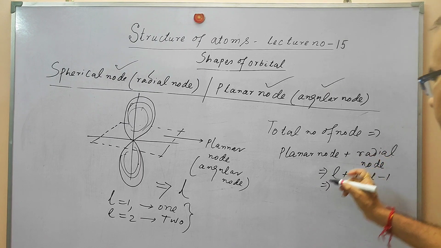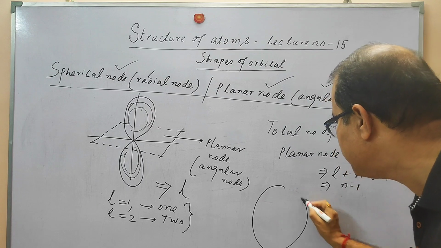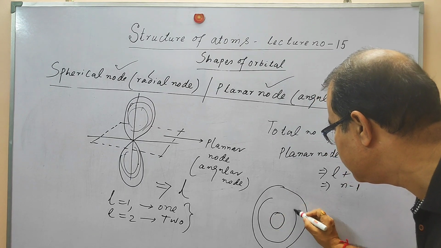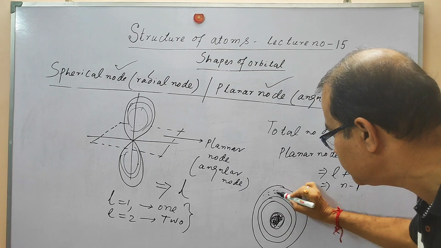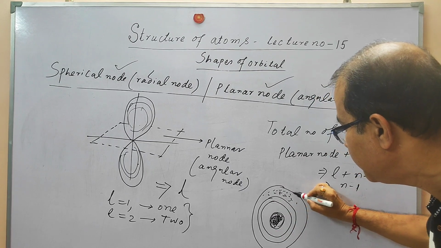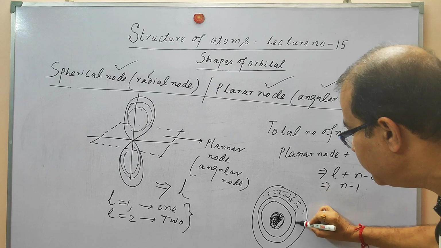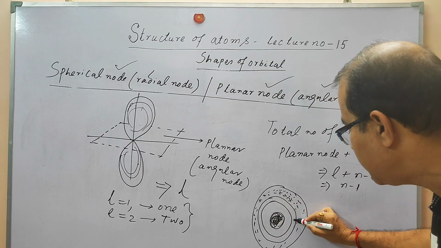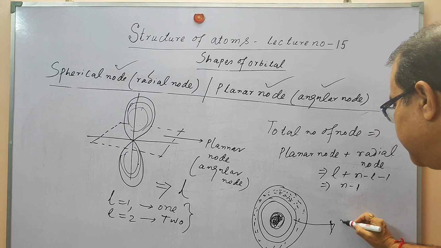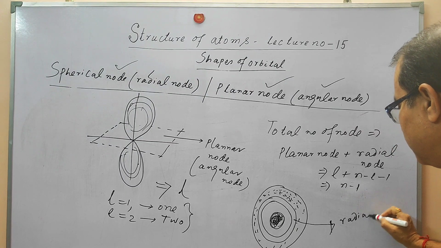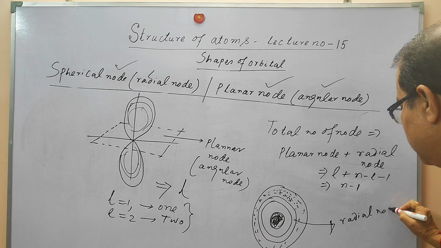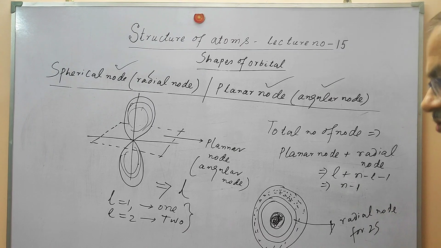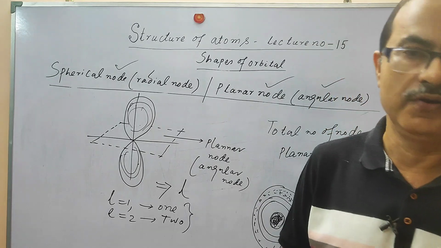And what is this radial node? The radial node is like this for the s orbital; you can easily understand. In this place you can see that the probability of finding the electron is 0. This is the radial node, for the 2s orbital, because for the 1s orbital there are no radial nodes.